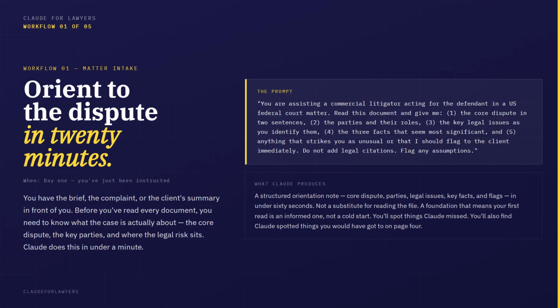What you get back is a structured orientation note. Core dispute, parties, legal issues, key facts, and flags in under 60 seconds. This is not a substitute for reading the file. It's a foundation. That means your first read is an informed one, not a cold start. You'll spot things Claude missed. You'll also find Claude spotted things you would have got to on page 4. That's the workflow. 20 minutes of orientation, not 2 hours.